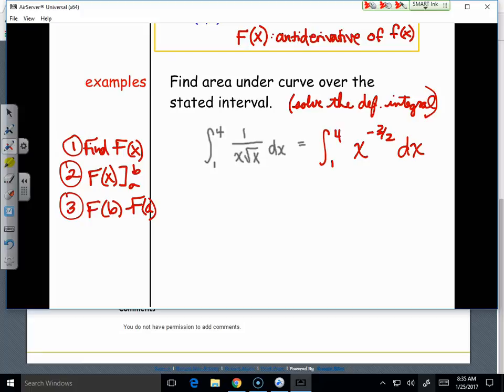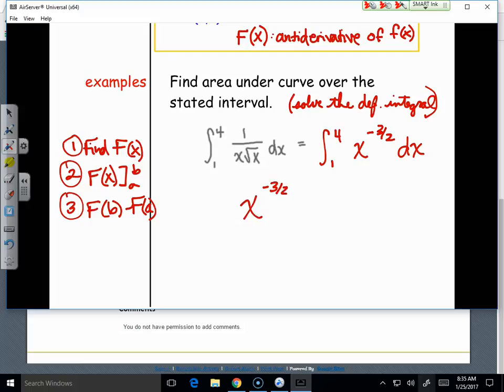Anyway, 3/2 because it's x to the 1 and x to the 1/2. So x to the 1.5. Like bases, you add the exponents. 1.5 is 3/2. Does that make sense? Now we got to go ahead and keep on going to antiderive.